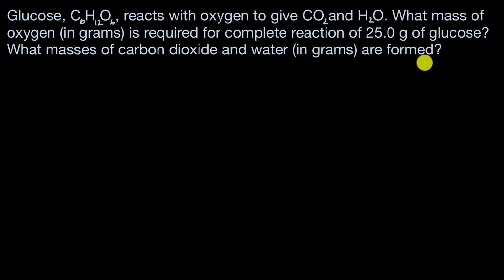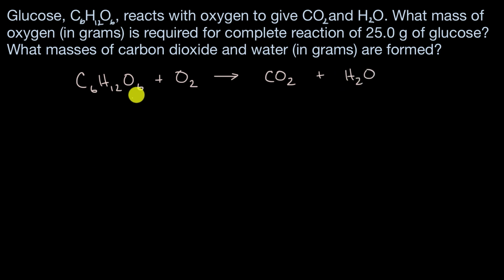So pause this video and see if you can have a go at this, and then we'll work through this together. All right. Now first let's just set up the reaction. We have glucose, so that is C6H12O6. It's going to react with oxygen. Now oxygen in its molecular form is going to be O2, and what it gives is carbon dioxide plus water. Now the next question is, are we balanced?